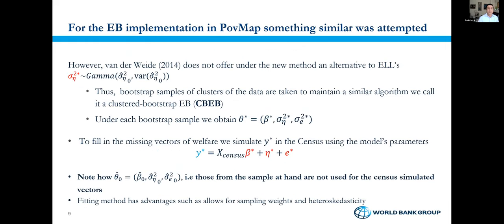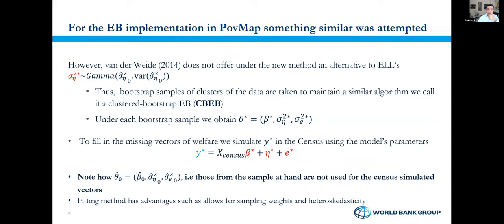For the EB implementation in PovMap, something similar was attempted. Instead of drawing parameters from their approximate distribution, bootstrap samples of clusters in the data are taken to keep a similar algorithm to the one used in ELL. Although there are numerous problems here, perhaps the most important one is that under a given bootstrap sample, it is possible for an area to be included or to not be included. Thus, in one sample, the area may benefit from EB, and in another, it might not. However, the fitting method offered some advantages which we wanted to keep.